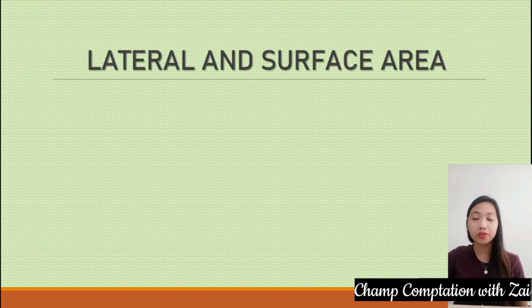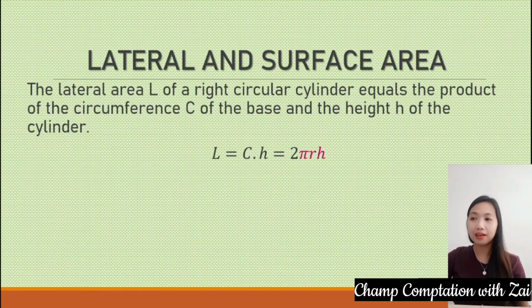The lateral and surface area of a cylinder can be computed as follows: the lateral area of a right circular cylinder equals the product of the circumference of the base and the height of the cylinder. When we write it in symbols, we have the lateral area as the circumference multiplied by the height. When we derive this formula, the circumference can be computed as 2 pi r, multiplied by h. So the lateral area will be 2 pi r h.